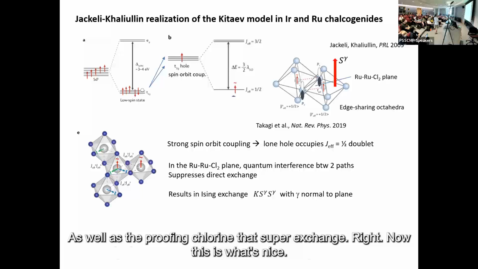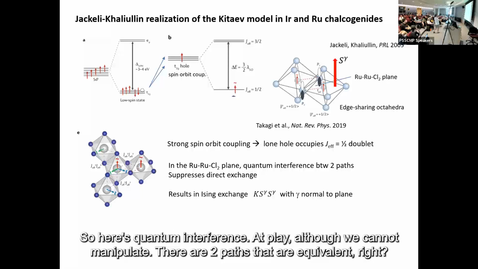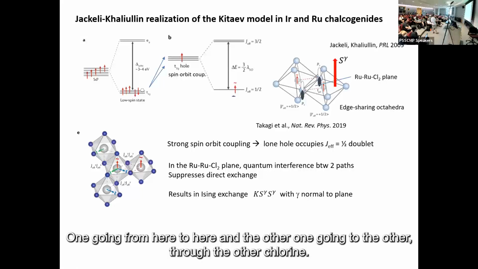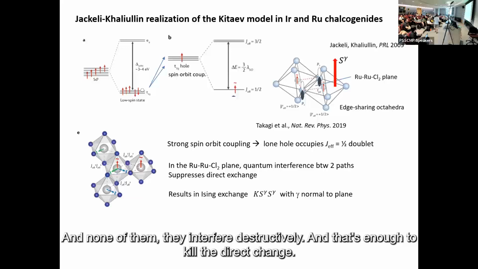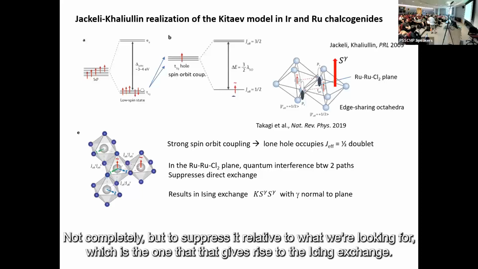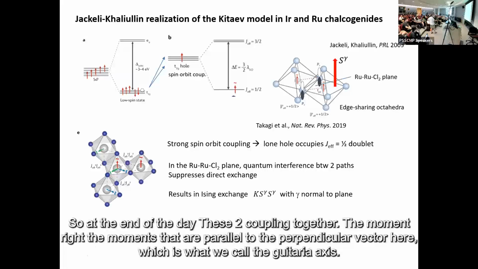Now this is what's nice. So here's quantum interference at play, although we cannot manipulate it. There are two paths that are equivalent, right? One going from here to here, and the other one going through the other chlorine. And it turns out that they interfere destructively. And that's enough to kill the direct exchange. Not completely, but to suppress it relative to what we're looking for, which is the one that gives rise to the Ising exchange. So at the end of the day, these two moments are coupled together, right?